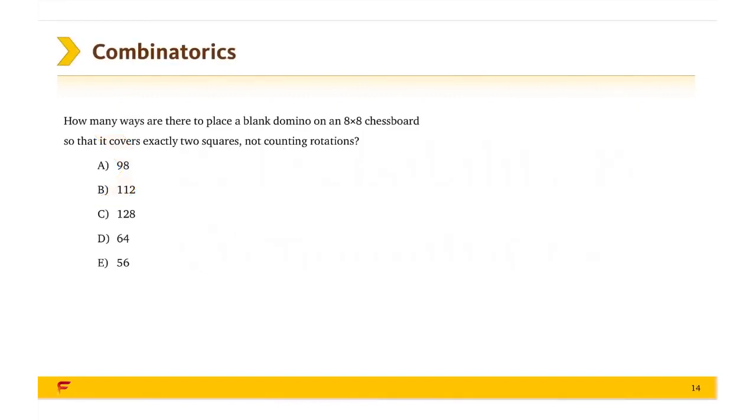How many ways are there to place a blank domino on an 8x8 chessboard so that it covers exactly 2 squares, not counting rotations? So the way to approach such questions, for that matter, I think most questions in mathematics, is to try and picture the solution in your mind. So you need to figure out how you would actually place those blank dominoes on the 8x8 chessboard. Understand the process of placing the dominoes. And then once you understand it quite well, you can quantify it pretty easily. So what we're going to do right now in order to understand this process, we're going to start drawing.